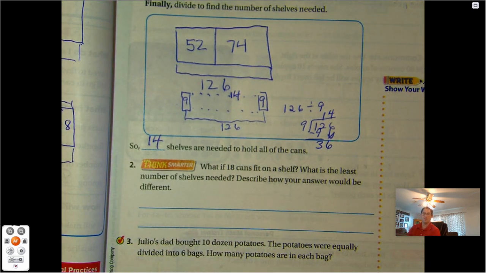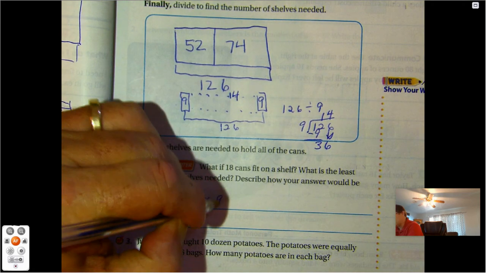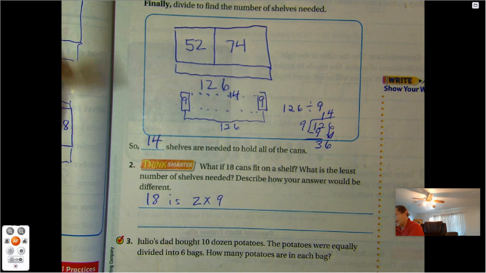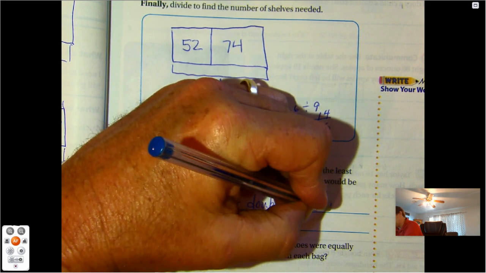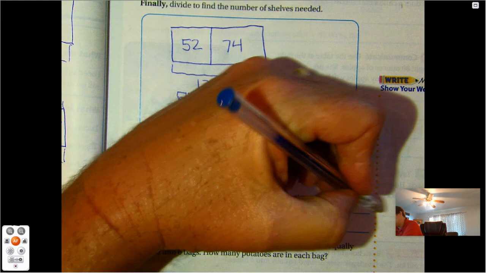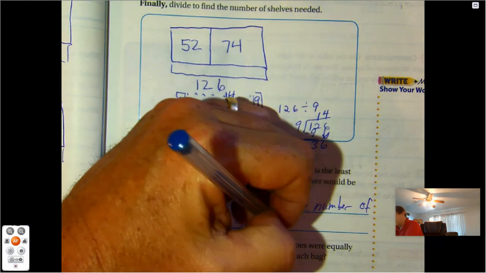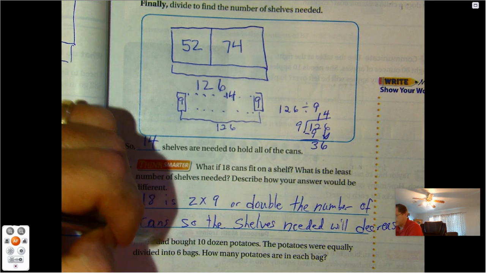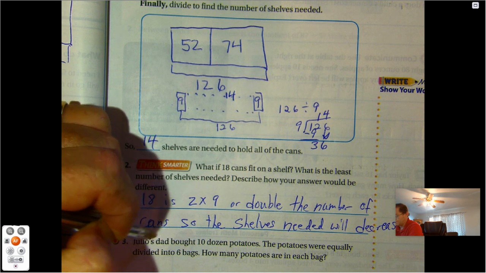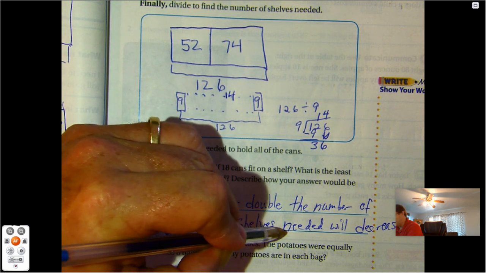So what if 18 cans fit on a shelf? What's the least number of shelves needed? Well, okay, so 18 is 2 times 9, right? It's double the amount I had. So the number of shelves will decrease by a factor of 2. So 14 divided by 2 leaves us 7 shelves.